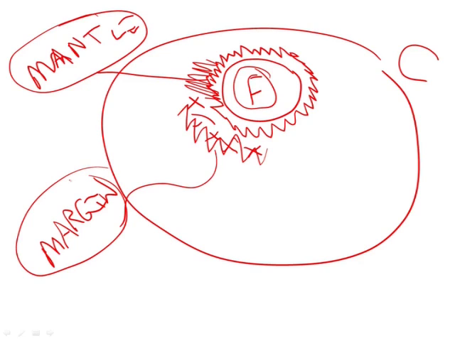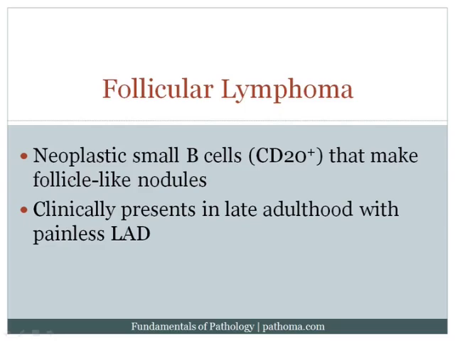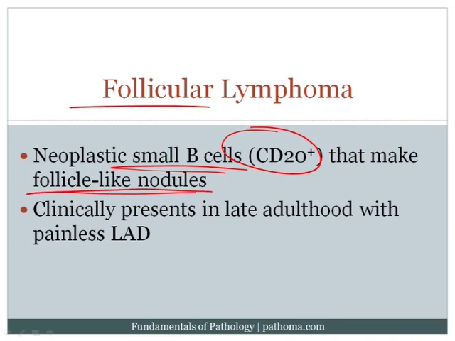There is a fourth one, which I'm not going to discuss here, which we've already discussed, and that's small lymphocytic lymphoma. And recall that that is when CLL involves the lymph nodes. But basically here I'm going to focus on follicular lymphoma, mantle cell lymphoma, and marginal zone lymphoma. Follicular lymphoma is a neoplastic proliferation of small B cells. Those B cells would be CD20 positive. CD20 is a key marker for B cells. And these small B cells are going to make follicle-like nodules, hence the name follicular lymphoma.